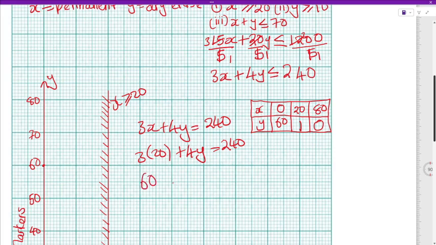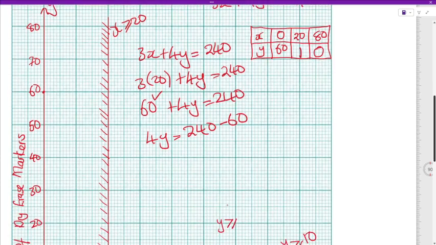Okay, oh yes, I see what we did wrong. 3 times 20 is 60 plus 4y is equal to 240. So this 60 was supposed to cross to the other side of the equal sign to subtract from 240. Like that, it's a positive. When it crosses, it becomes a negative. So 240 minus 60 is 180. Yeah, so that's where I messed up.